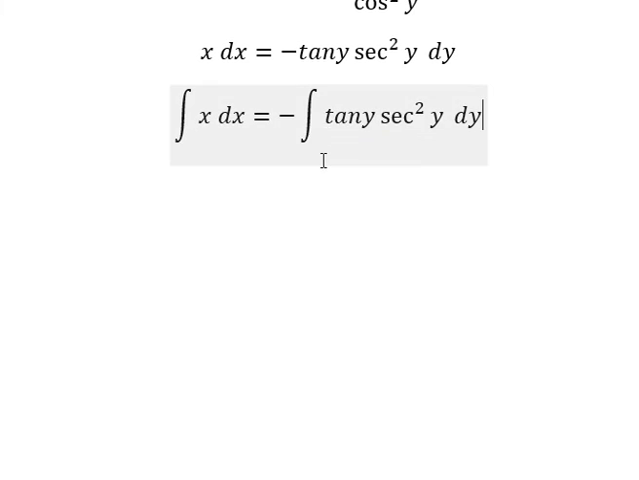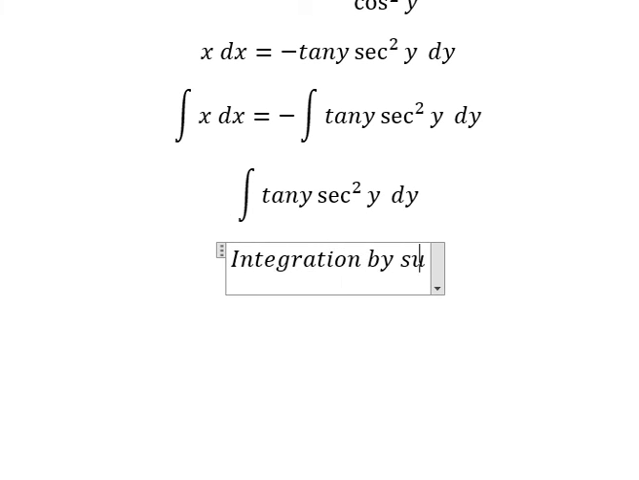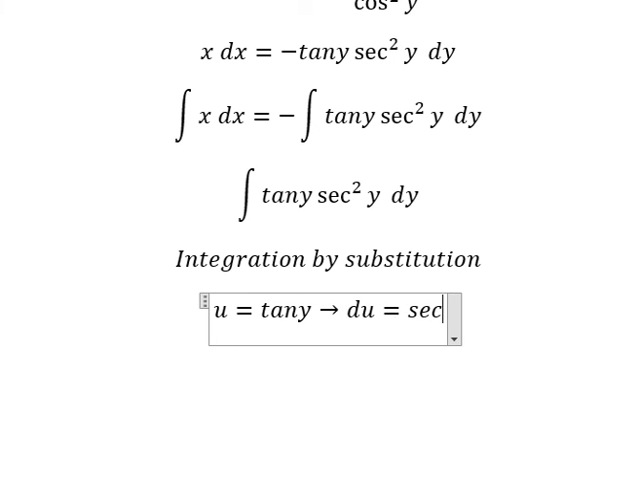Next, we need to concentrate on this one. So, we need to use integration by substitution. So, I will put u equals tan y. Later, we first take the derivative of both sides, and we have secant of y squared dy.